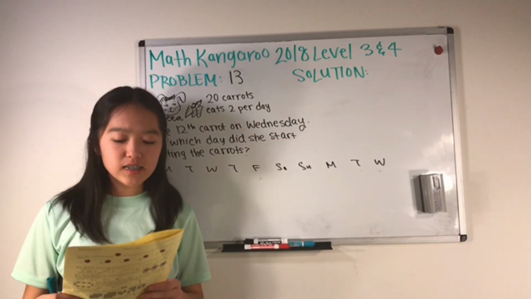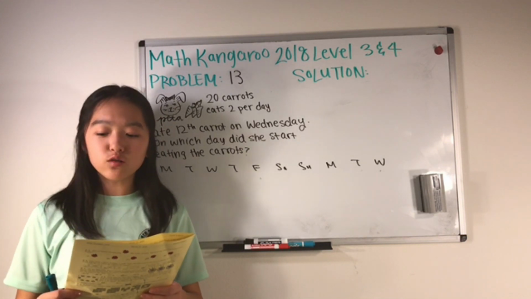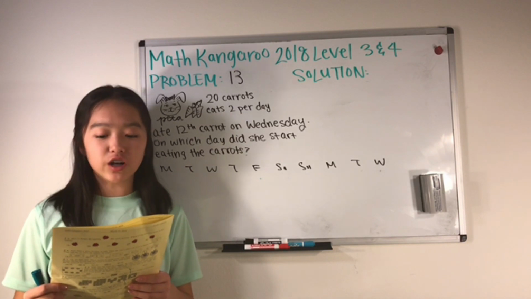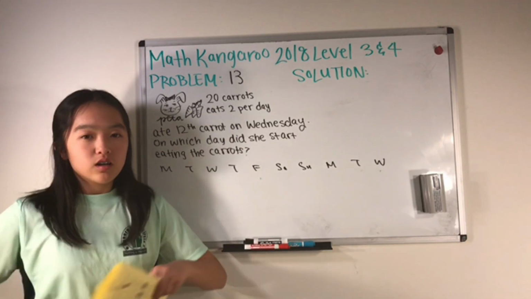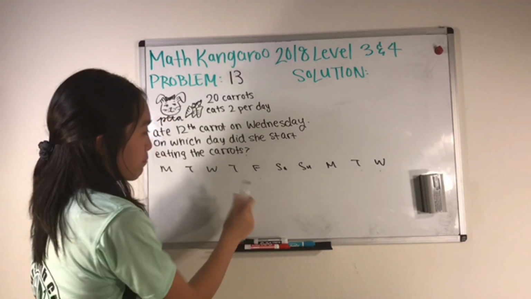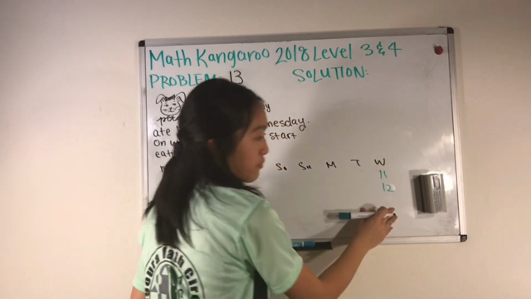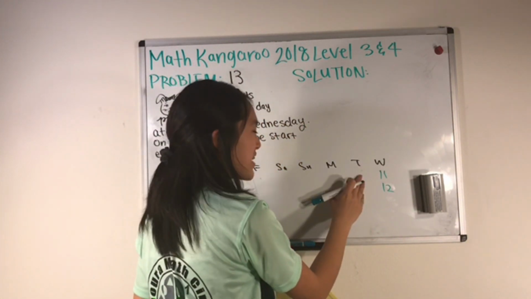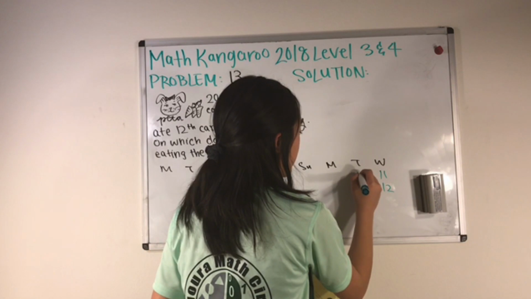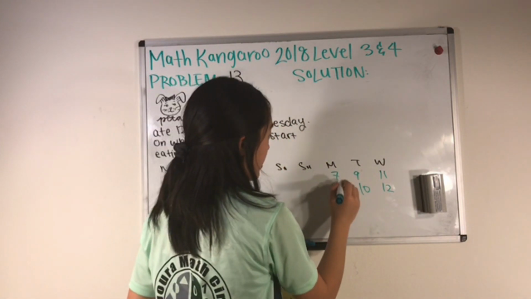Problem number 13 says, Peter Rabbit has 20 carrots. She eats 2 carrots every day. She ate the 12th carrot on Wednesday. On which day did she start eating the carrots? So in order to solve this, I would recommend drawing a table with each of the days labeled. So on Wednesday, Peter Rabbit ate her 11th and her 12th carrot. On Tuesday, she ate her 9th and her 10th. On Monday, she ate her 7th and her 8th.